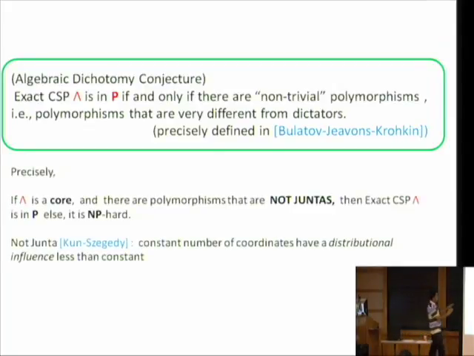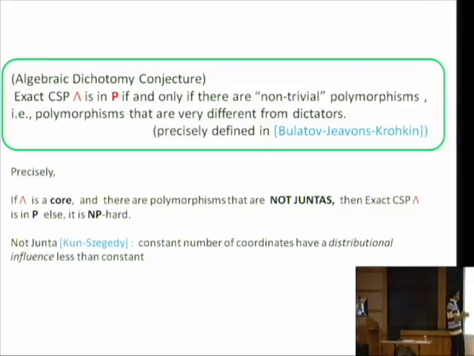If you want to make it more precise, you have to say that lambda is a core and you have polymorphisms that are not juntas, in a different notion of being a junta. But I will not get into this. I just want to give the flavor that it's actually just being not juntas. But of course, the notion of being a junta is different: every constant number of coordinates have a distributional influence less than a constant.